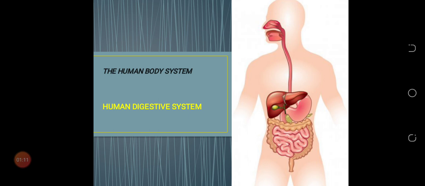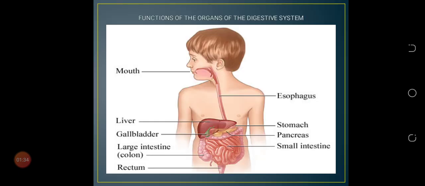We also talked about some organs found in the digestive system, some essential organs. We mentioned the stomach, small and large intestines, the gallbladder, the pancreas, etc. Today, our first subtopic will be on functions of the organs of the digestive system.